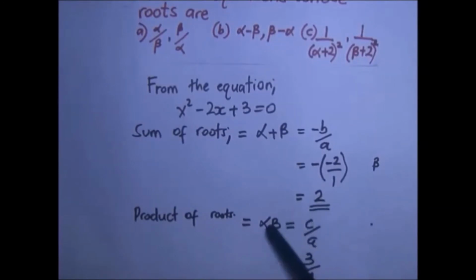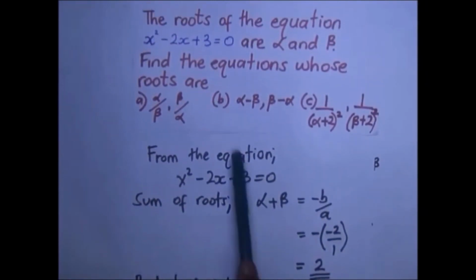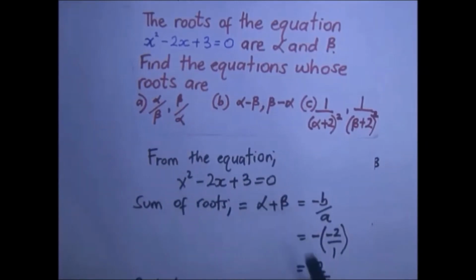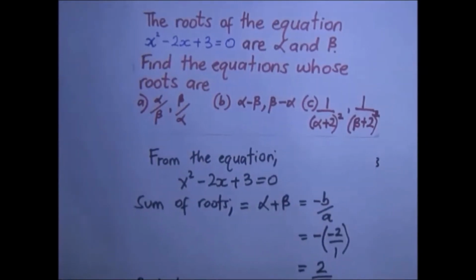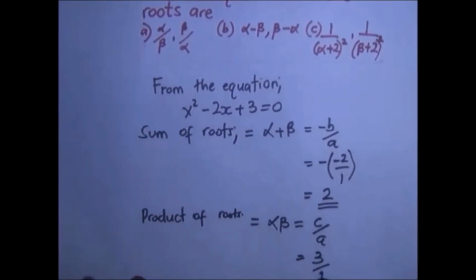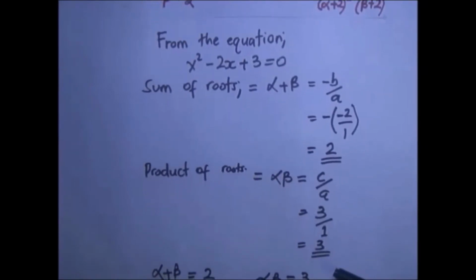Then the product of the roots is alpha beta, which is going to be equal to c over a. Our value of c from our equation is 3, and our value of a is still 1. So the product of the roots alpha beta is going to be 3 over 1, and 3 over 1 is still giving us 3.